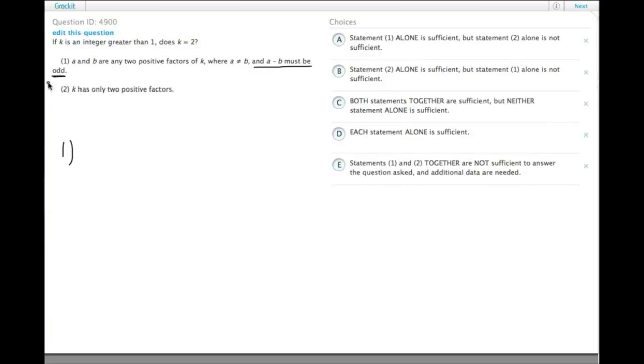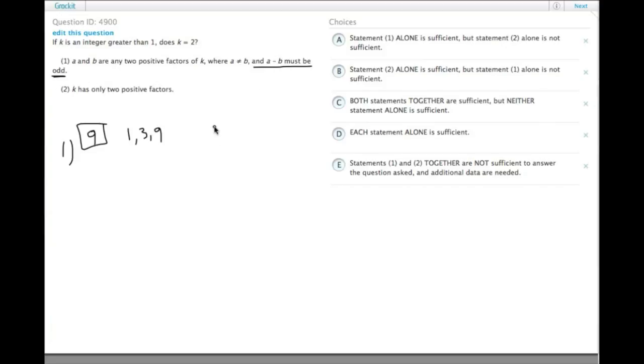That actually narrows things down quite a bit for us, because we have to be able to have the difference between the two be odd no matter which two factors we pick. So if we pick a number like 9, whose factors are 1, 3, and 9, 9 minus 3 gives us 6, which is not odd. 3 minus 1 gives us 2, which is not odd. And 9 minus 1 gives us 8, which is not odd. So clearly we can't have an odd number because we won't have a difference between the two factors being odd.